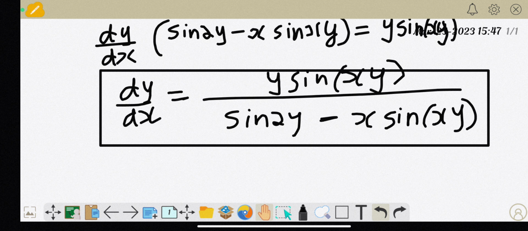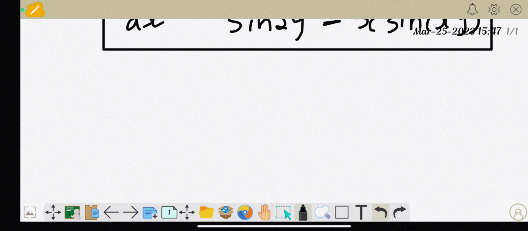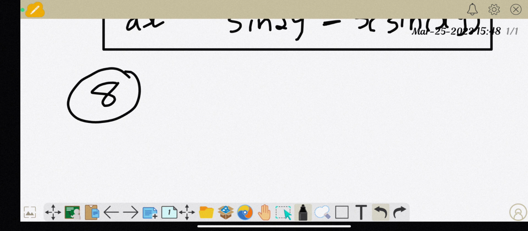So now question number 8 you have to try by yourself. Okay, same process you have to do. Question number 8, I don't think that is much difficult. Okay, question number 8 you have to do by yourself.